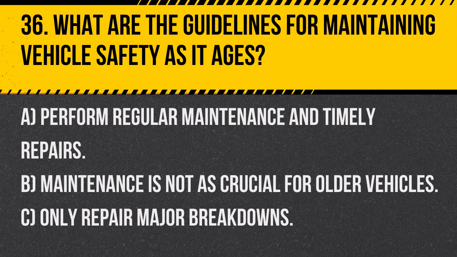Question 36. What are the guidelines for maintaining vehicle safety as it ages? A. Perform regular maintenance and timely repairs. B. Maintenance is not as crucial for older vehicles. C. Only repair major breakdowns.